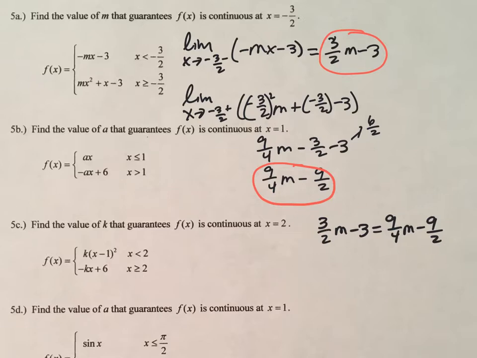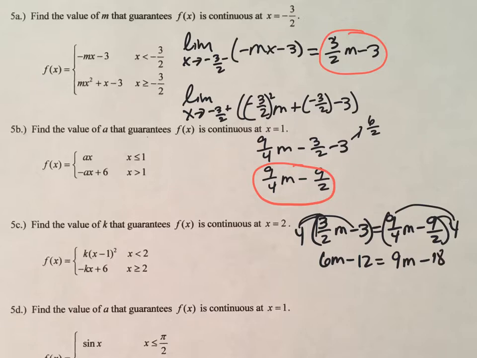fractions. So what I'm going to do is look at all my denominators and get a least common denominator and multiply through by that least common denominator. That'll eliminate the fractions. As I look at my denominators of 2 and 4 and 2, their least common multiple is 4, so I'm going to multiply both sides of this equation by 4, and that'll get rid of those fractions for us. So 4 times 3 halves m would give us 6m, minus 4 times 3 gives us 12, and that's equal to 9m minus, let's see, that'll be 18.